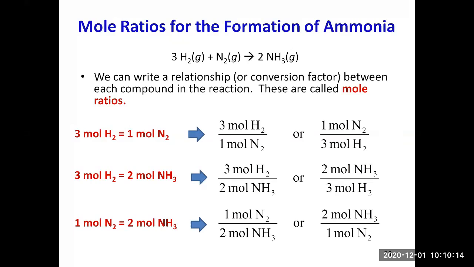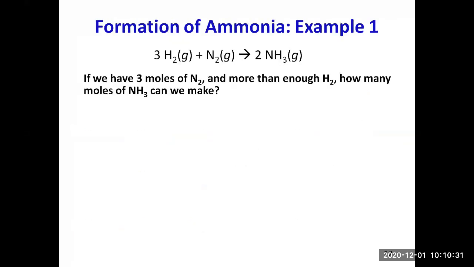So we call these conversion factors mole ratios because they are conversion factors between moles of one kind of molecule and moles of another kind of molecule. They allow you to do mole to mole conversions. So let's go through an example, still using the synthesis of ammonia. If we have 3 moles of N2 and more than enough H2, how many moles of NH3 can we make?